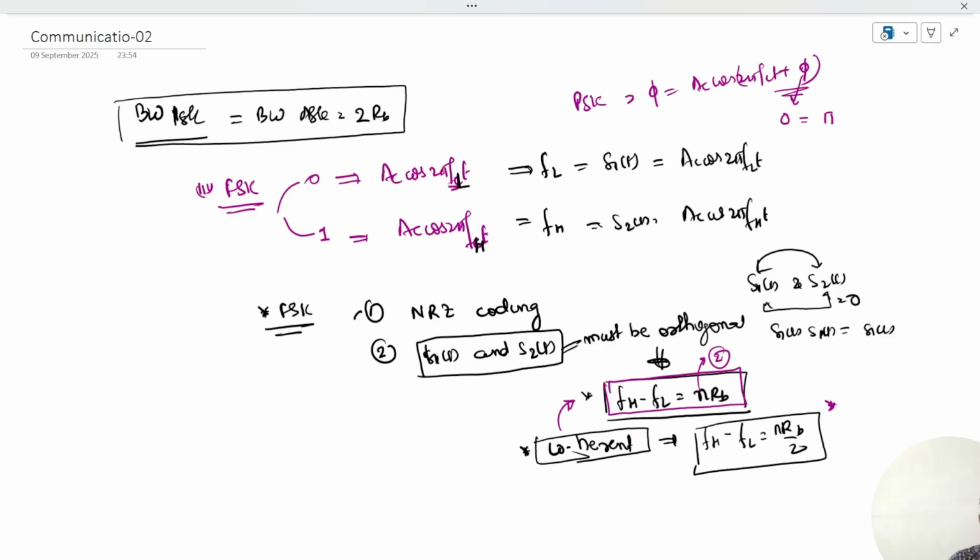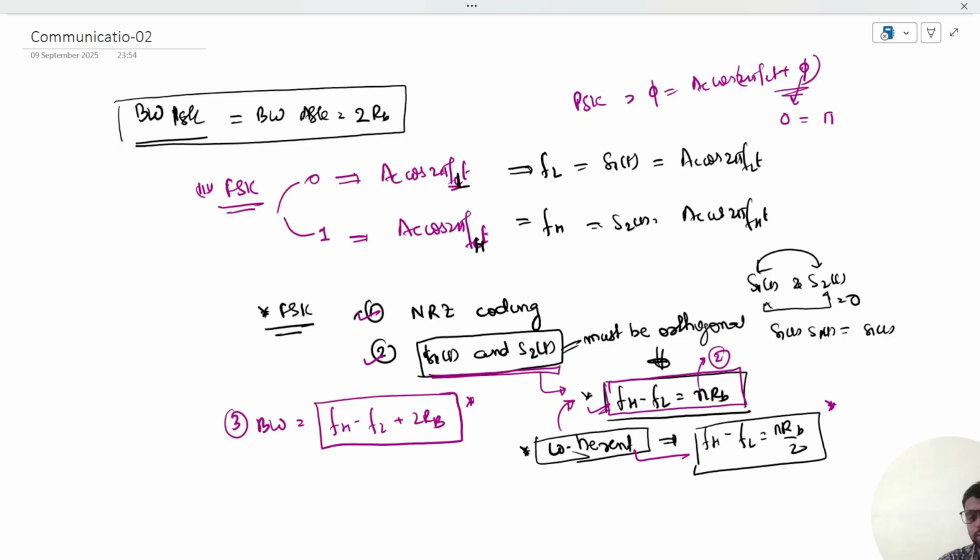Okay? So S1(t) and S2(t) we will represent in the constellation diagram. For that, we have to maintain orthogonality. And this is the condition for coherent and non-coherent, or if nothing is mentioned, this is the condition for coherent. Correct? These are 2 points. First point, NRZ coding is used, and second, this orthogonality. What about the bandwidth? So bandwidth is given as fH minus fL plus twice of Rb. This is the bandwidth. This also you remember.